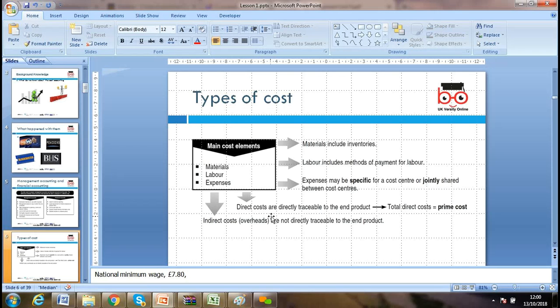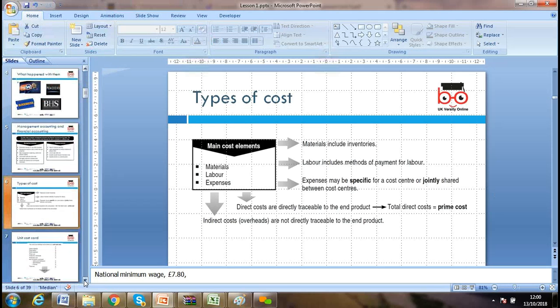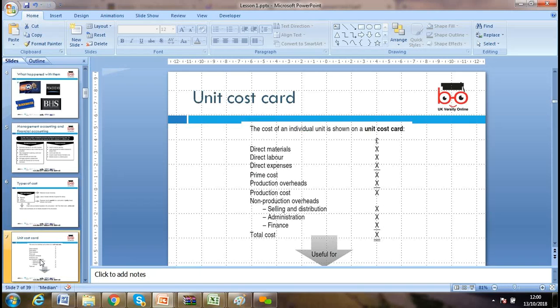Direct labor and direct material are known as direct cost, which is also known as prime cost. Prime cost means the direct cost, the cost which we can trace to a product, how much it directly costs you. So next let's look at the unit cost card. The unit cost card looks at how much it costs to make or manufacture one unit.